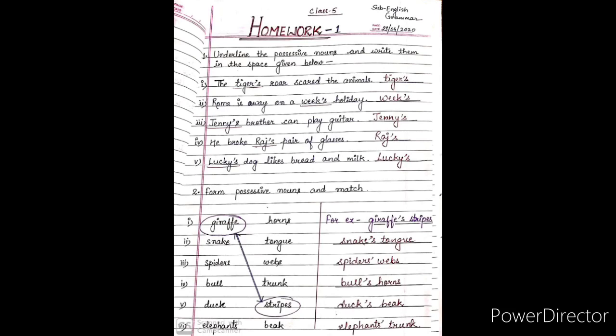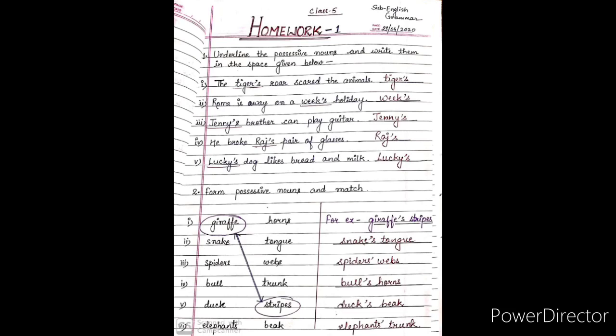Now form possessive nouns and match. Giraffe. Like I told you, giraffe is singular, so we'll put apostrophe s. Clear? Giraffe's stripes. Snake, snake apostrophe s. Snake's tongue. Spiders. Over here spiders is a plural noun and it is ending with s. We will just put an apostrophe over there and it will be spiders' webs.